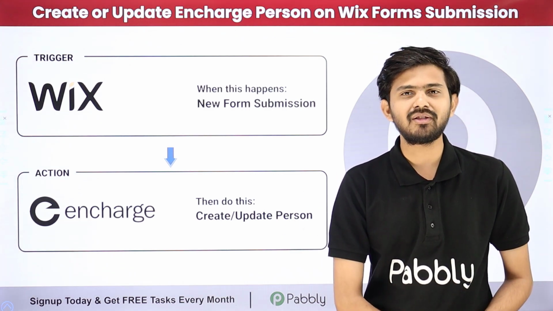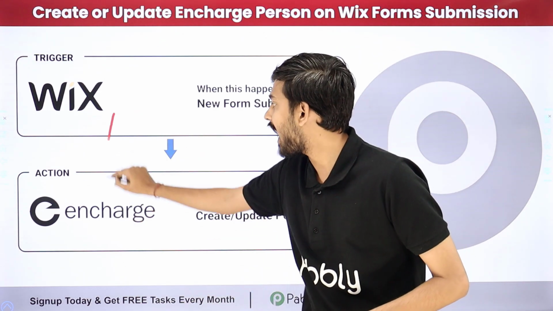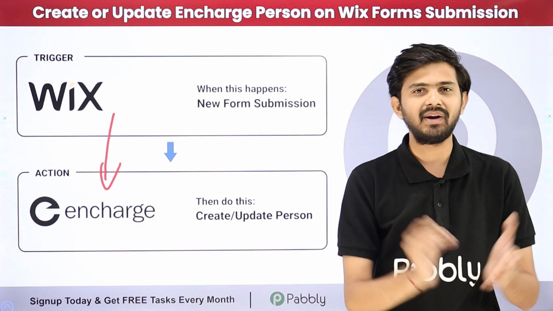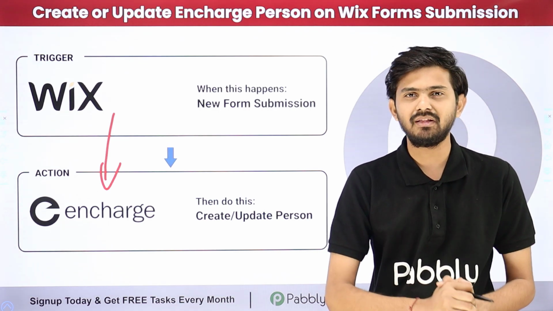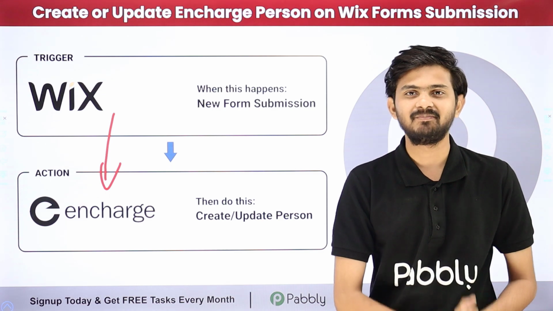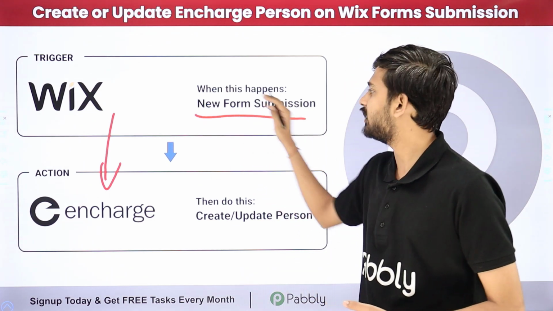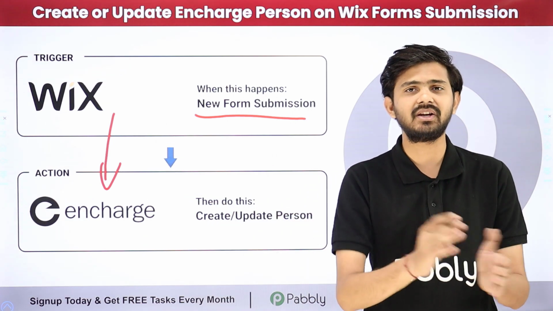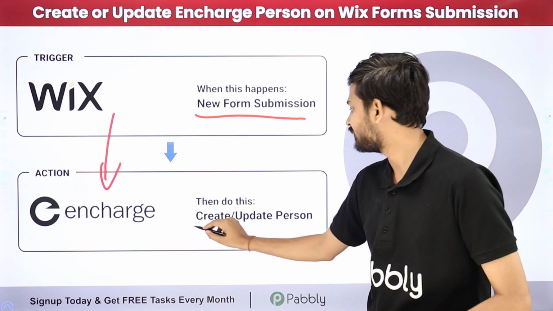So here I want to do this automatically, and for that I need to simply build a connection between Wix Form and Encharge. For building this connection, I'm going to use Pabbly Connect. Pabbly Connect is an amazing software for automation and integration. Now with Pabbly Connect, whenever I receive a new form submission through my Wix form, then automatically I will create or update the existing person in my Encharge account.